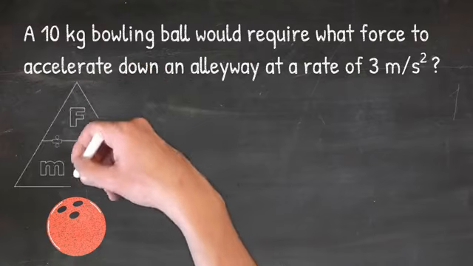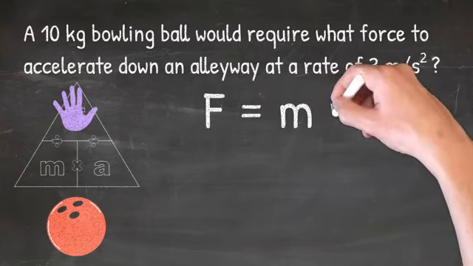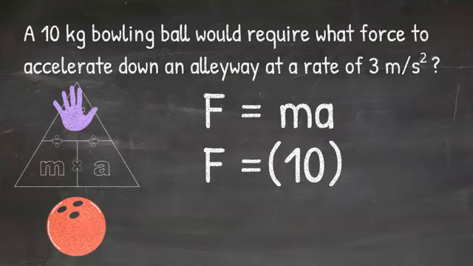So in my triangle, I'm going to cover up the letter F, and that will tell me to do mass times acceleration. So now that I know that, I can write F equals ma. And from here, all I have to do is pull the numbers from my problem and plug them into the formula. I can get the mass of 10 kilograms and plug that in, and I can get the acceleration of 3 meters per second squared and plug that in.